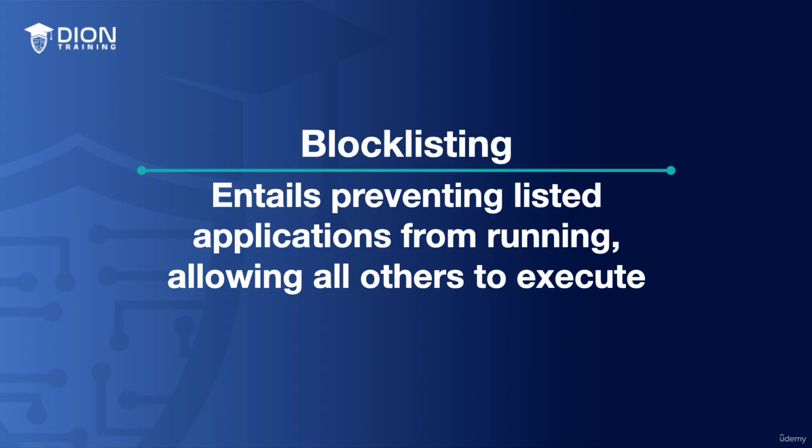With application block listing, any application that's placed on the list is going to be prevented from running, while all other applications will be permitted to run. This is considered to be a less secure method than using allow listing though, because if you're an application whose name shows up on the block list, you're going to be denied, but anything else will be allowed to proceed.